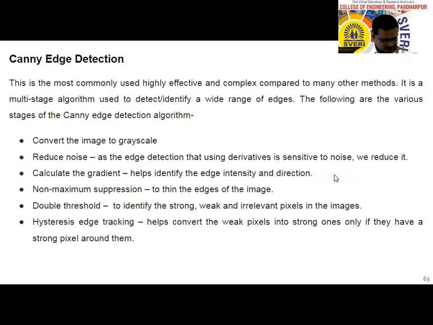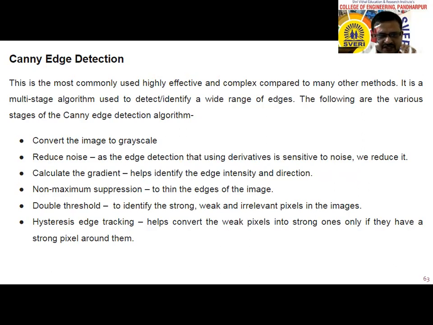Now next is Canny edge detection. This is the most commonly used, highly effective and complex compared to many other methods. It is a multi-stage algorithm used to detect and identify a wide range of edges. The following are the various stages of the Canny edge detection algorithm.